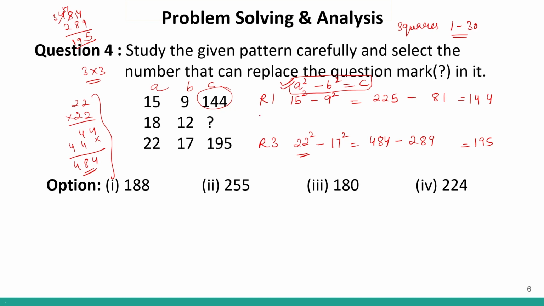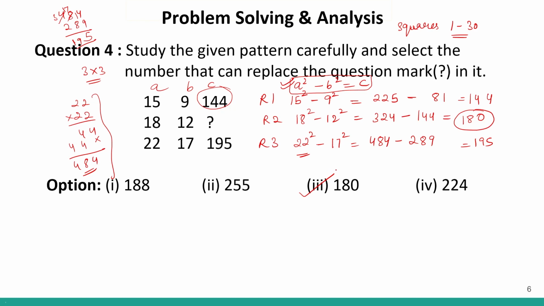So now let us check row 2. In row 2, I can see 18 square minus 12 square. If you remember squares, you know 18 square will be 324 and 12 square is 144. Correct? So 324 minus 144 gives me 180. So my answer will be 180, which is given in option number 3. So option number 3 will be your correct answer to this question.